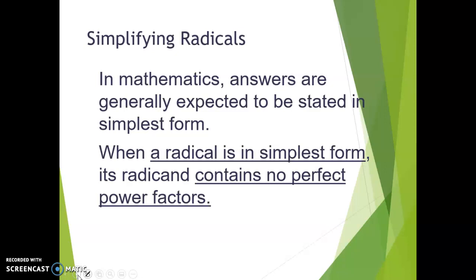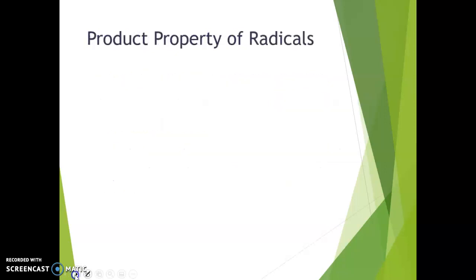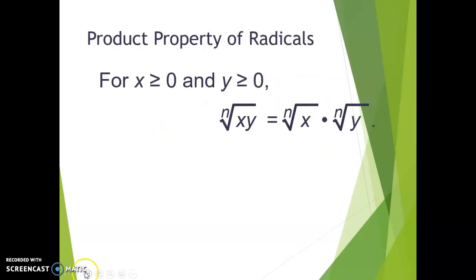So we're going to look at the factors of the radicand and see if any of those are perfect factors. Even though the whole number might not be a perfect square or perfect cube, it might have factors that are perfect squares or perfect cubes. Let's take a look at what this looks like in the product property of radicals.